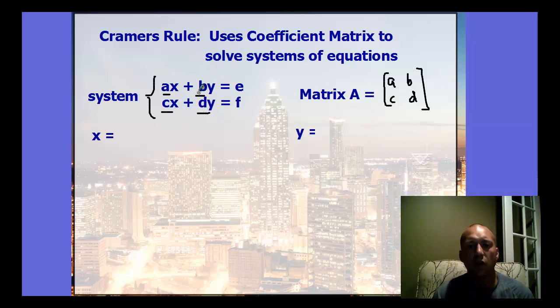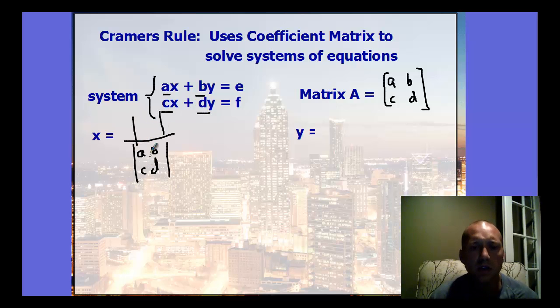It's the coefficients of all the variables. And if we want to solve for these variables, if we want to find x, x is found by taking the determinant of that coefficient matrix, A, B, C, D, and then in the numerator is another matrix. It's similar to the coefficient matrix, except since we're solving for x, we're going to replace the x coefficients with the solutions. So these get put in place of those. So we're going to have E and F, and then the rest of the matrix stays the same. So we'll have B and D.